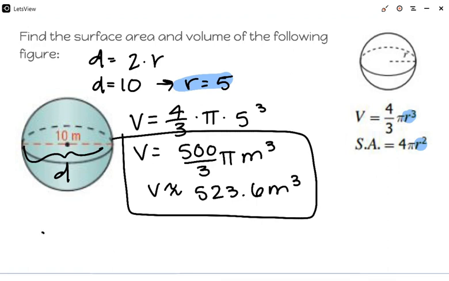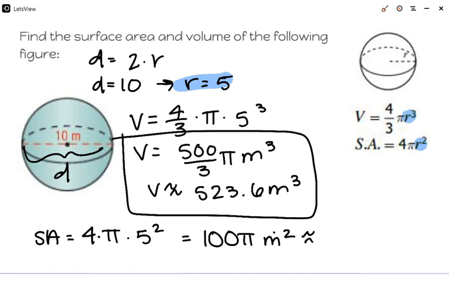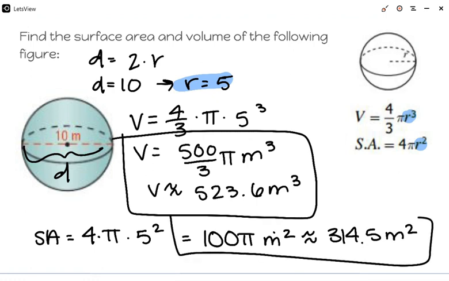Okay, lastly, surface area, 4 times pi times our radius squared. Okay, 4 times 5 squared gives us 100 pi. Oh, my units, meters squared, which is approximately 314.5 meters squared for our surface area.